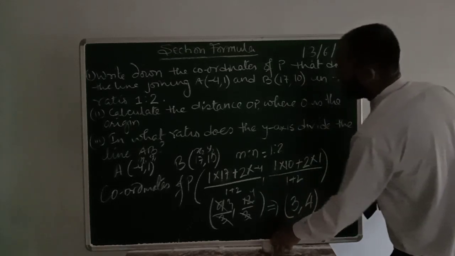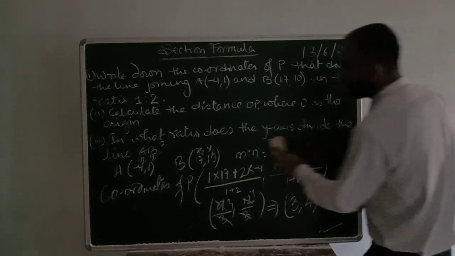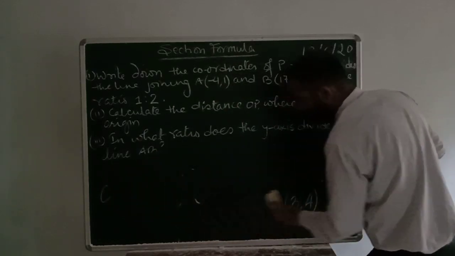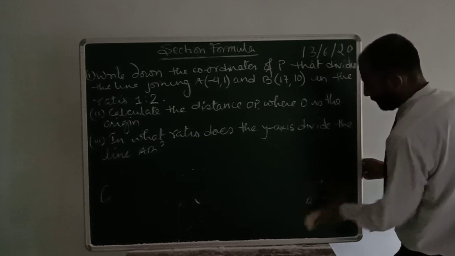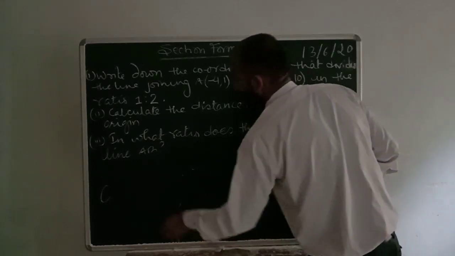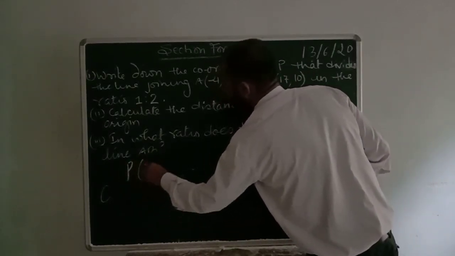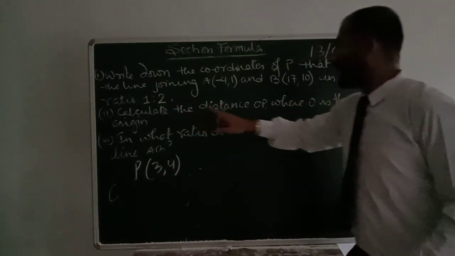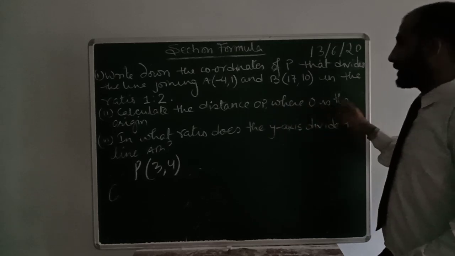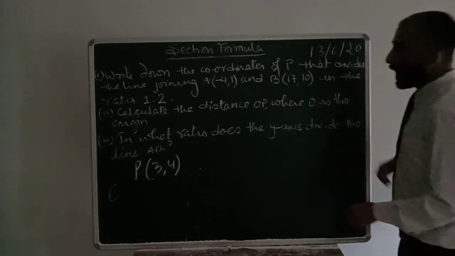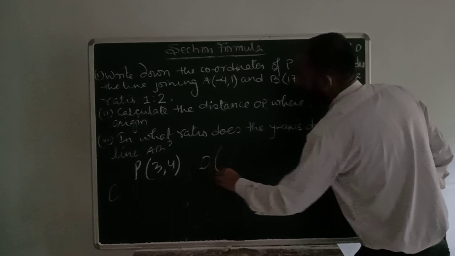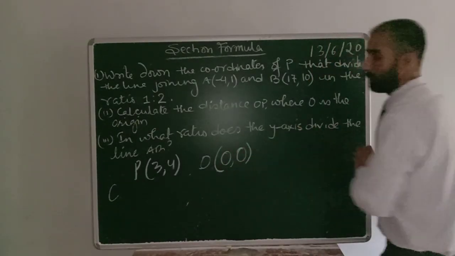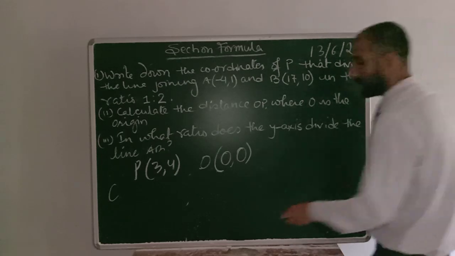Okay, let's move on to the next part. We got the coordinate of P. Now, in second question we are asked, okay, P we got 3 and 4. In second question, calculate the distance OP where O is the origin. So what is the coordinate of origin? We know it is 0, 0.